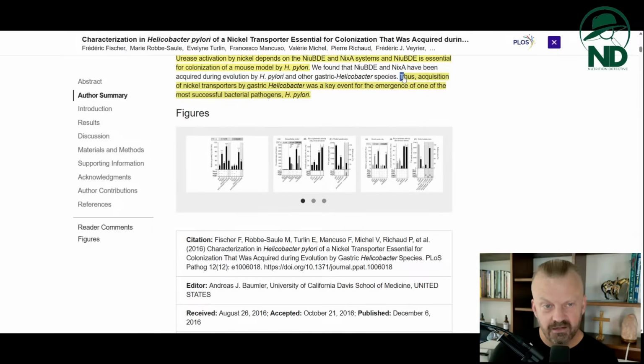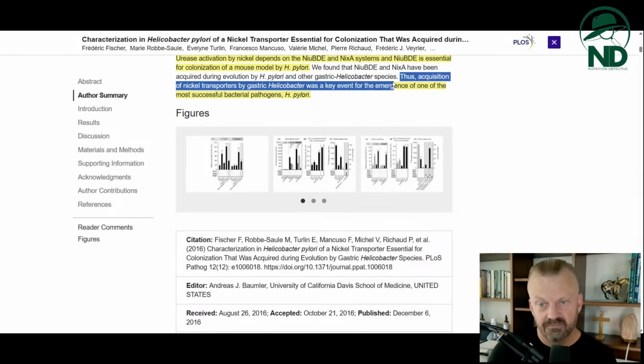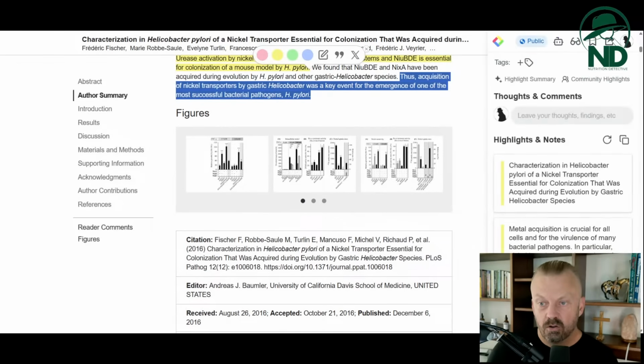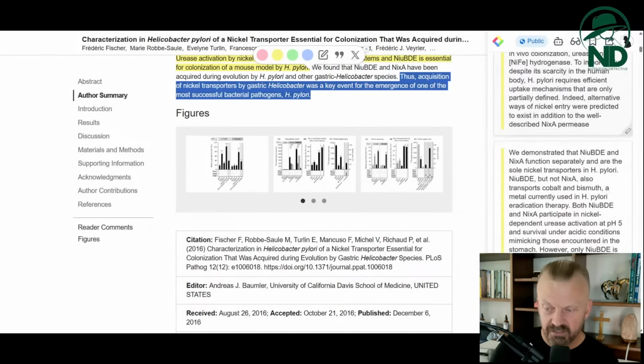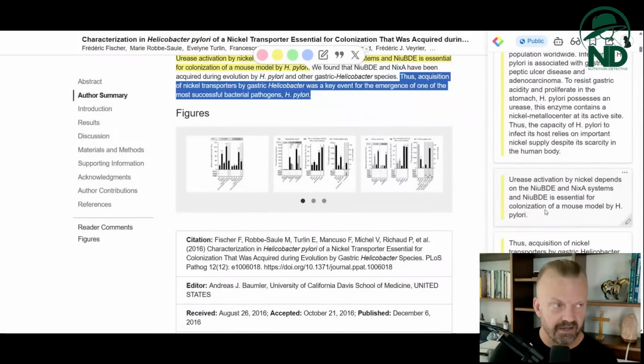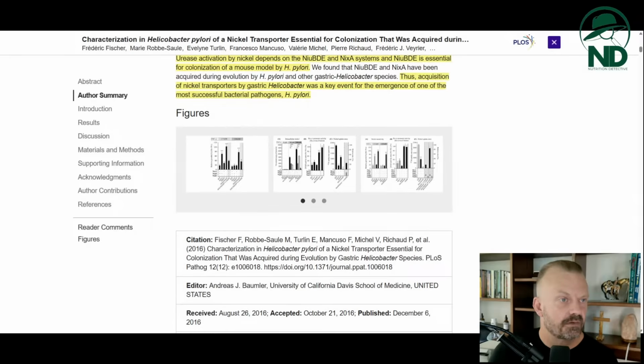So they're saying here the acquisition of nickel transporters by gastric H. pylori was a key event for the emergence of one of the most successful bacterial pathogens, H. pylori. The most successful one requires nickel. Gosh, so imagine what would happen to all the less successful ones if we actually fixed the nickel problem. Okay, so that's H. pylori.